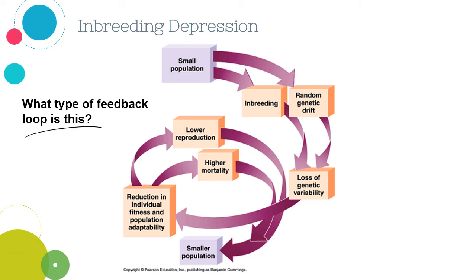And what type of feedback loop does this look like? It keeps going in the same direction, right? We get the same output from our input. So that's going to take us increasingly to a smaller and smaller and smaller population. So it's a positive feedback loop.